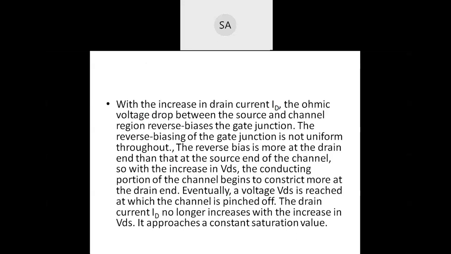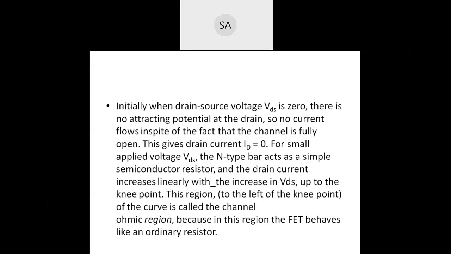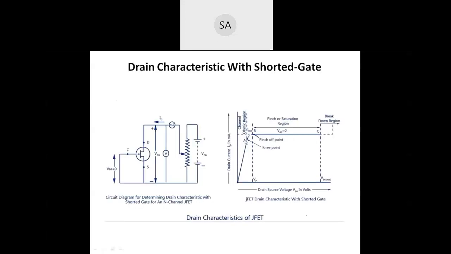Eventually, the voltage VDS is reached at which the channel is pinched off. So the drain current ID no longer increases with the increase in VDS. It approaches a constant saturation value. Once it reaches the pinch-off voltage VP, there will be no increment in the drain current. It will maintain a constant saturation current.